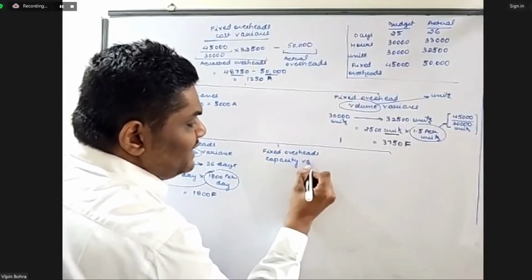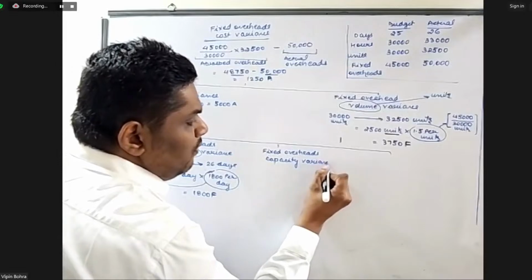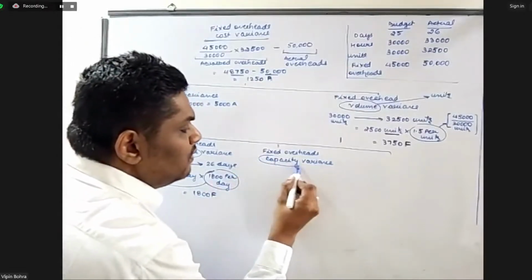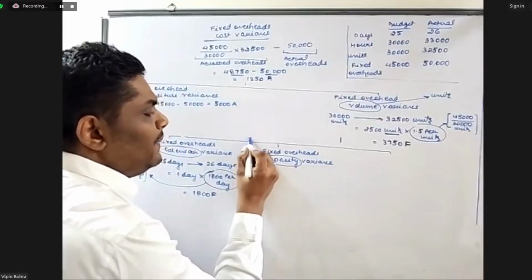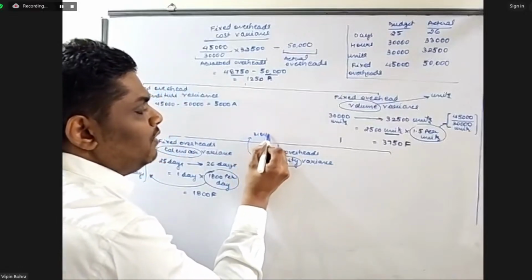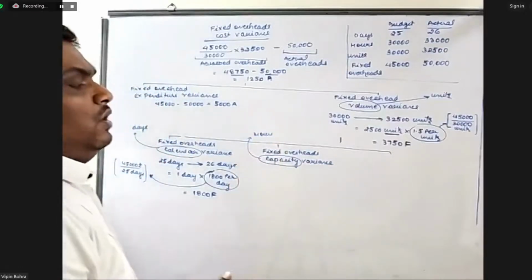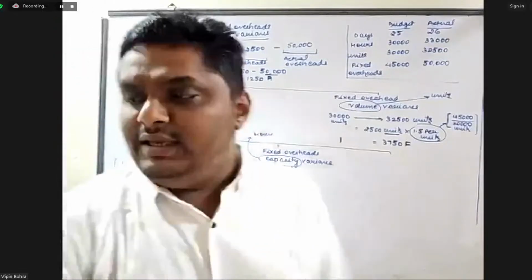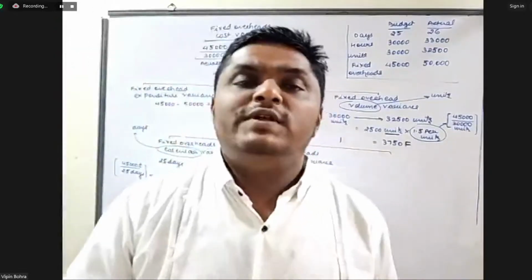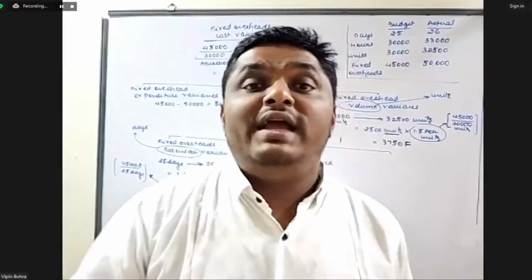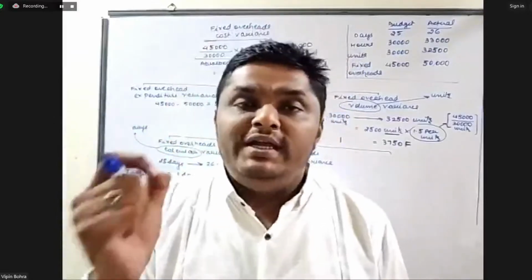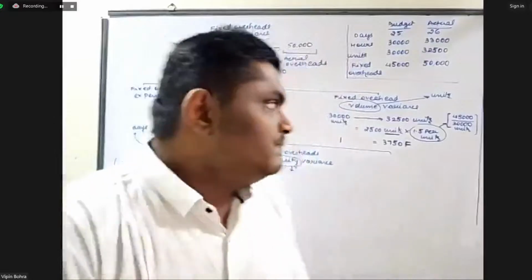Fixed overhead capacity variance. When talking about capacity, it talks about the number of hours. Now, very important, guys, this part is a bit on the trickier side because most of the students find it difficult: कि sir ये adverse होगा या favorable होगा. Very important, guys. Do pay attention to what I'm speaking.